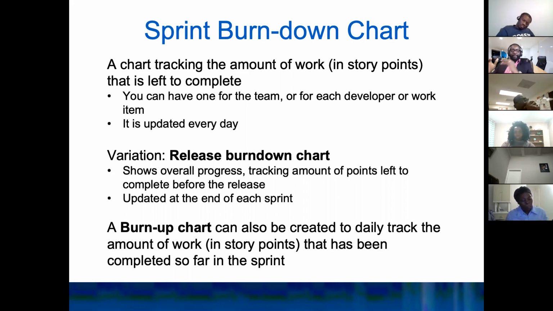So from the burn down chart, from how many stories or story points are left, you can know how many you already completed, right? And from the burn up chart, from how many user story points you completed, you can know how many are left. But most of the time companies use the burn down chart, and I'm going to show you what both look like. And one variation of that is a release burn down chart, right? So who can tell me what's the difference between a sprint burn down chart and a release burn down chart?